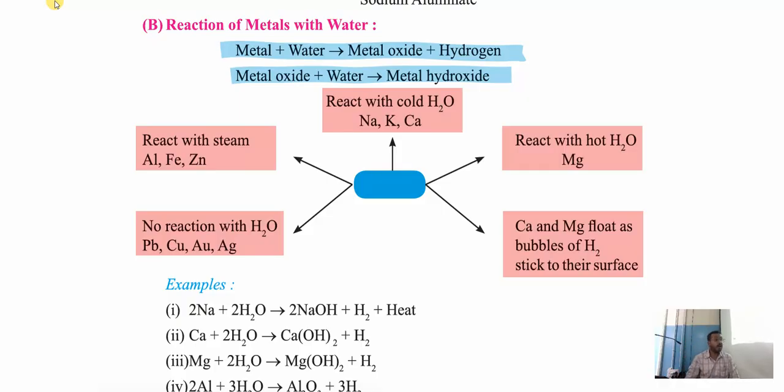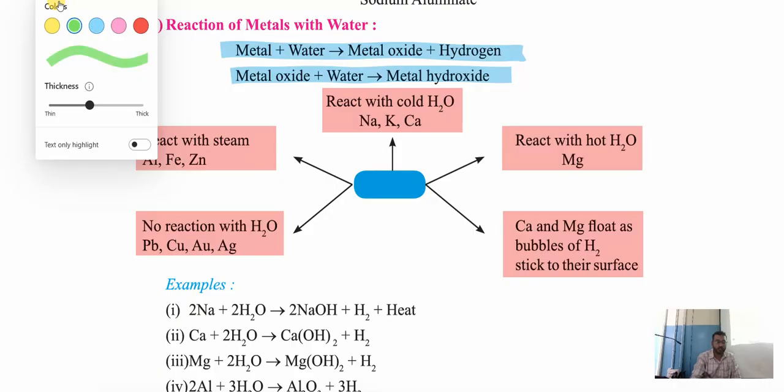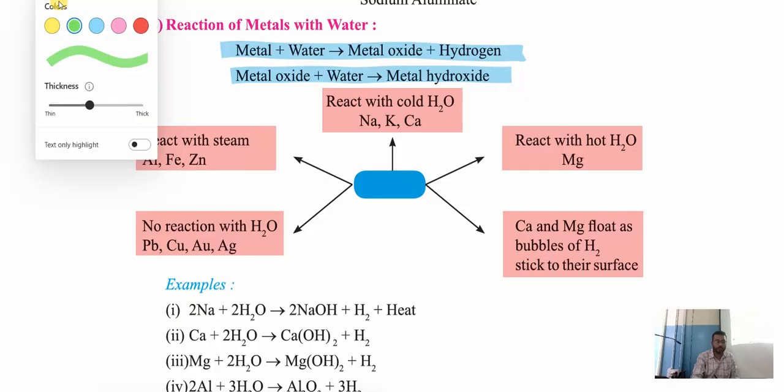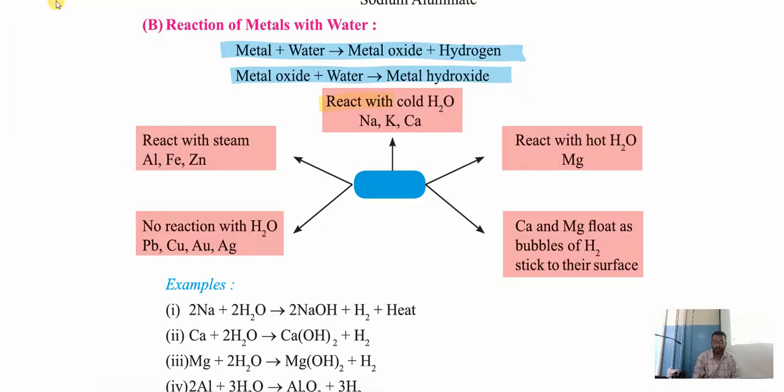Metal hydroxide. Okay. Example, you take any metal that reacts with water: sodium, potassium or calcium. Any of these three you take. Which one? These three. Can you see this? Yeah, the color is dim. Let me change the color. Even this is also dim. Okay, anyhow.